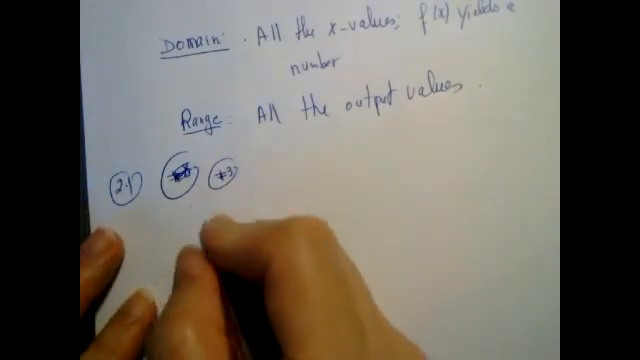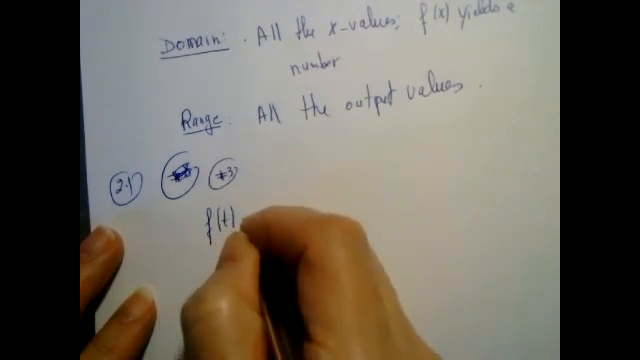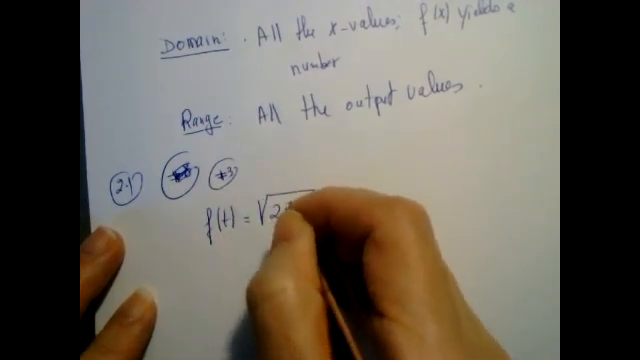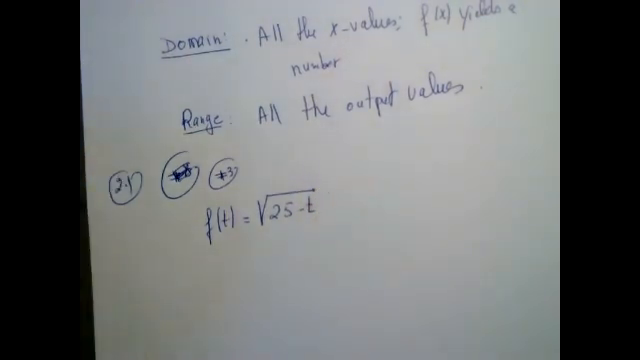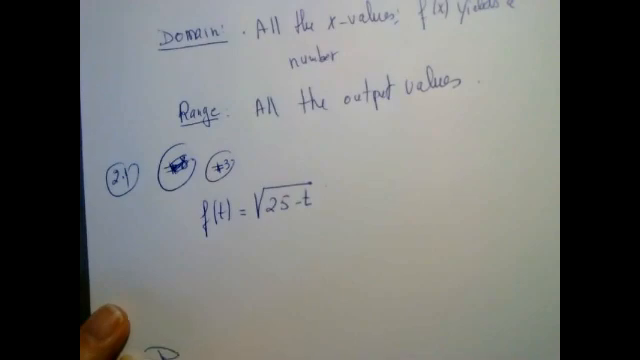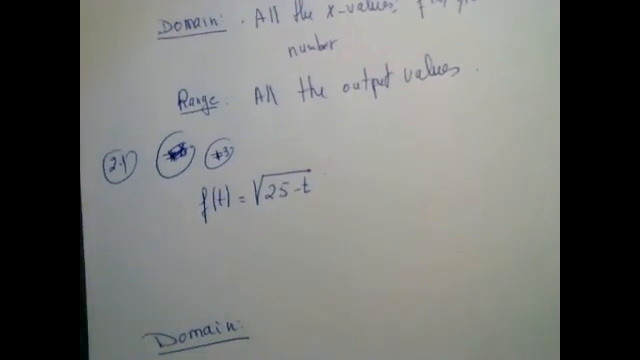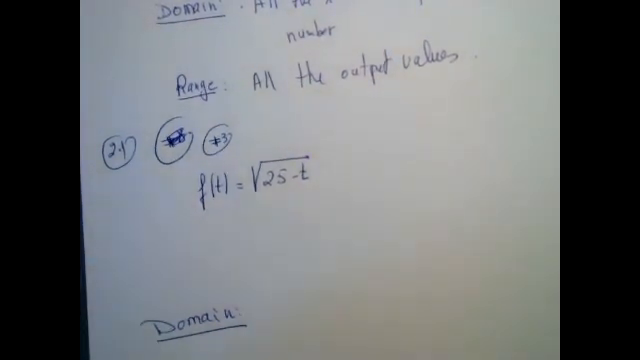Number 3: we have the following function, f of t equals the square root of 25 minus t. Find the domain. What did you guys come up with and why? I'll give you a minute to tell me what the answer is. Not only the answer, but where it came from.